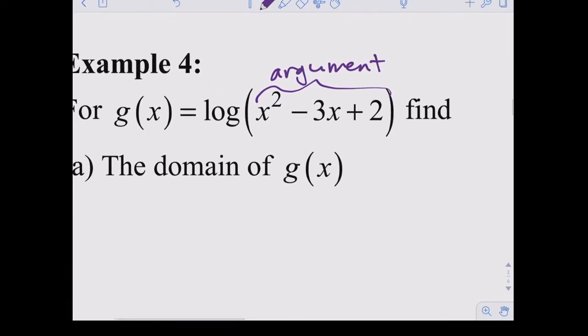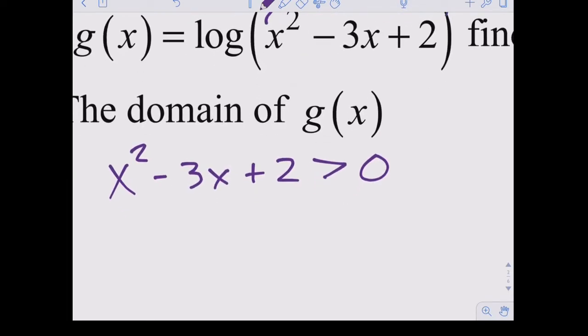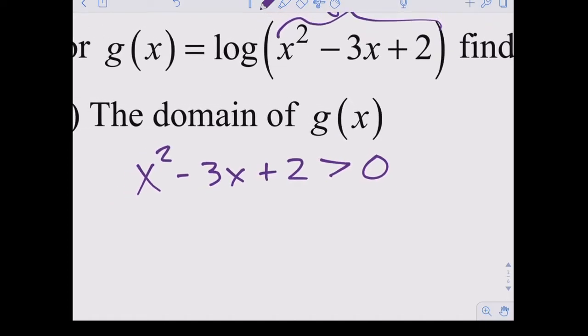So that's what we're doing on part G. So in general, you take your argument, in this case, x squared minus 3x plus 2, and you say that it has to be greater than 0, strictly greater than 0. For a radicand, you would say it's greater than or equal to 0 if it's a square root or a fourth root. But for here, we say it's strictly greater than 0. Can't take the log of 0.